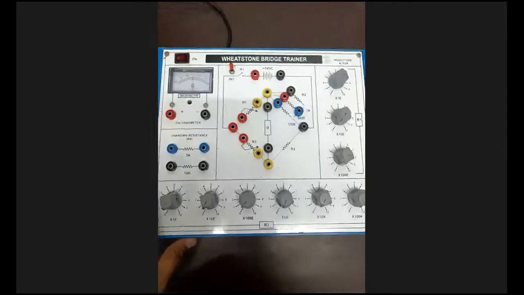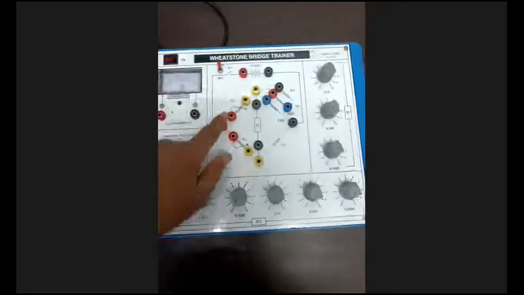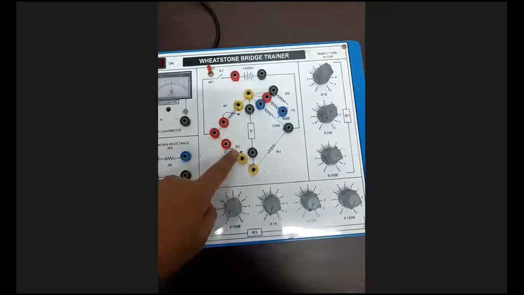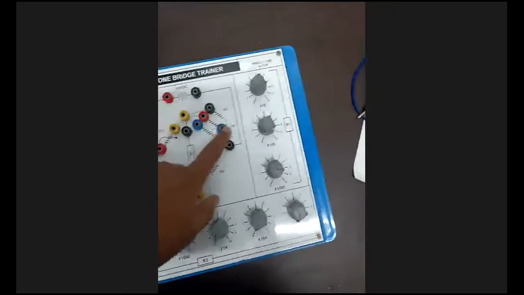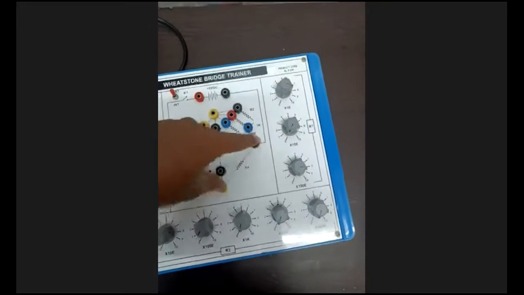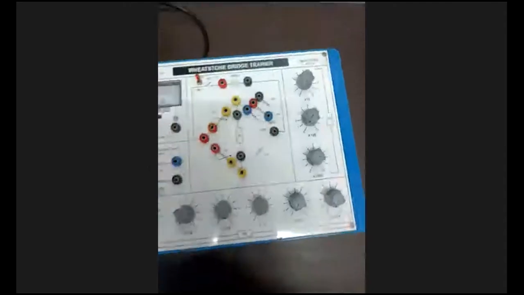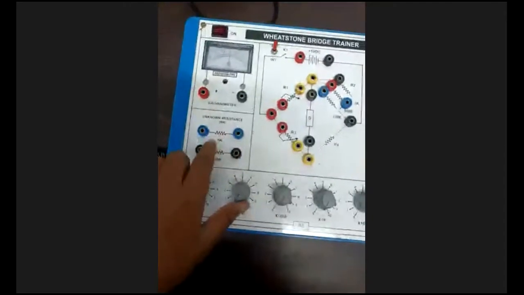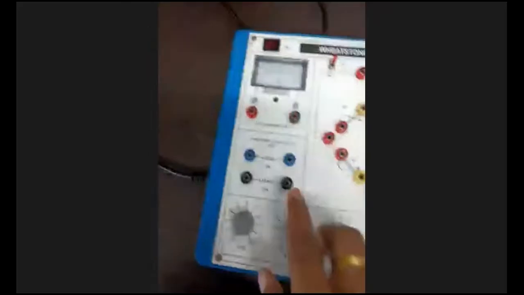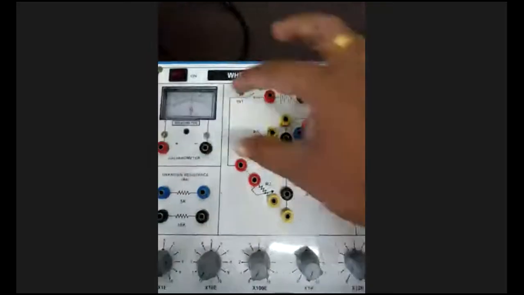Okay. So this is the kit we are going to discuss now. See here, the variable resistance R1 is there. Here R3 is variable and R2 is the fixed value we are going to use. R4 we are going to connect here, that is the unknown value. Two unknown values they have given, one is 5K, another one is 10K. Out of these two, any one we can use. In between, the galvanometer is there. This connection we have to do here.